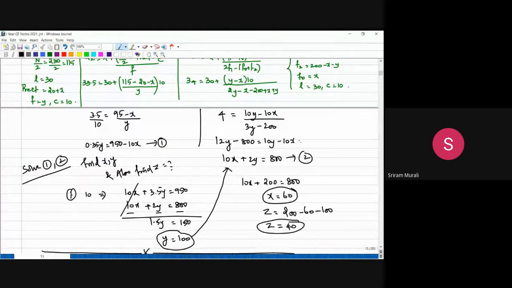So segregate x and y to one side, constant other side, find what is x and y. By solving these two equations, we know what is x and y. By substituting in z, we get to know what is the value of z. I'm sorry, it is not mod, it is z. If you have any doubts, you may ask.